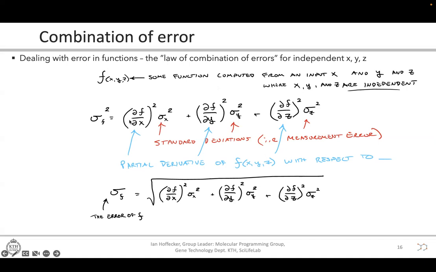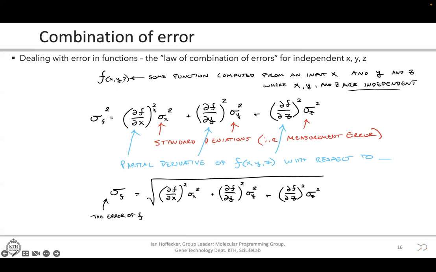And what this is saying is that we're going to take the partial derivative of this function with respect to, in this case, x, and then here y, and then here z. And then we're multiplying that.